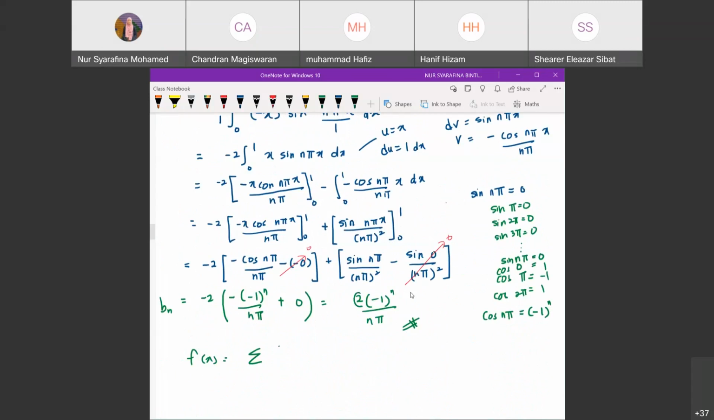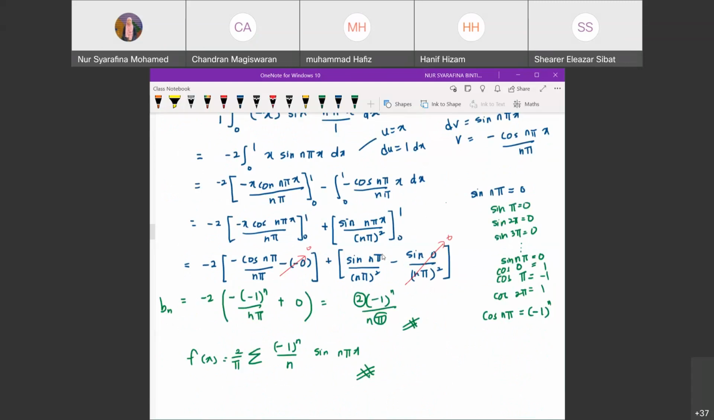So this is 2, this is pi, then we can put it outside as a constant. So negative 1 to the power of n over n, sine n pi x over L, where L is 1. Okay, so this is a Fourier series.